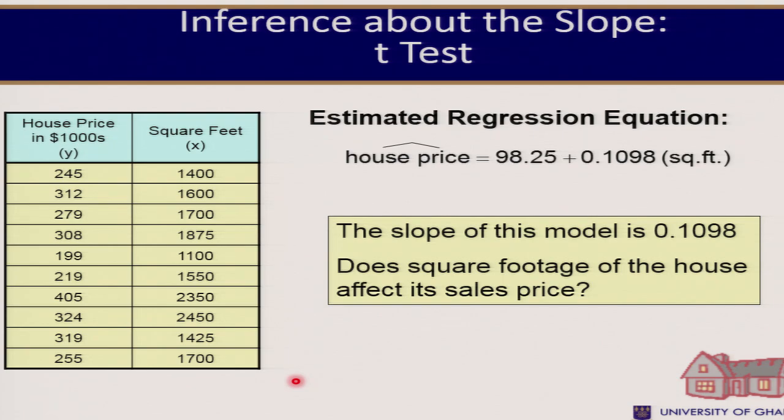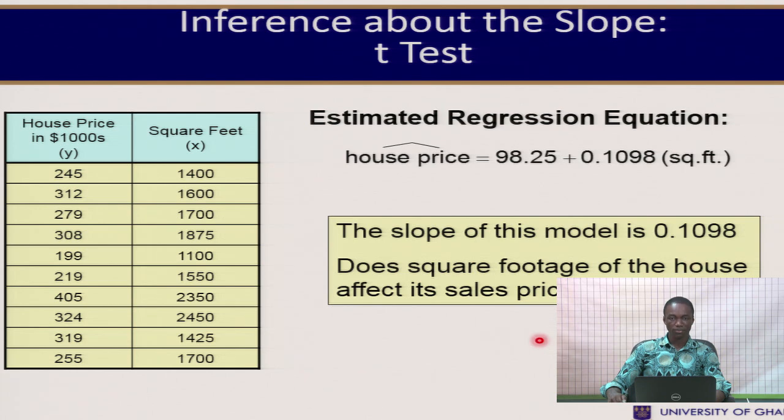So let's make an inference about the slope for this test. We've already estimated that our regression equation is 98.25 plus 0.1098 times the square feet. Therefore, our slope is 0.1098. We want to find out whether this model is actually fitting, or whether the square footage of the house affects the sales price, or whether the square footage of the house is a good predictor for the price of the house.